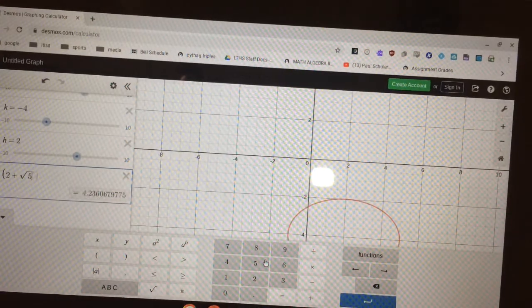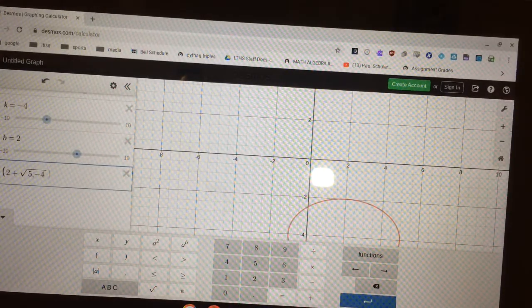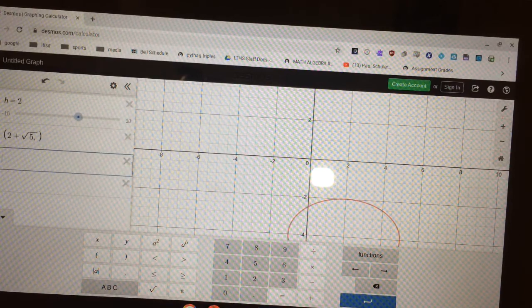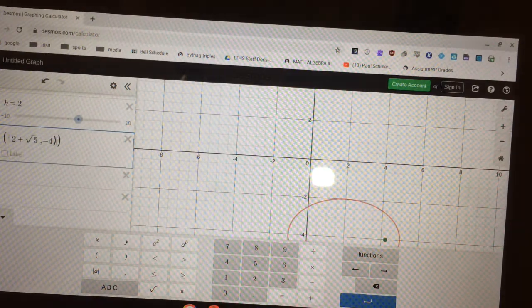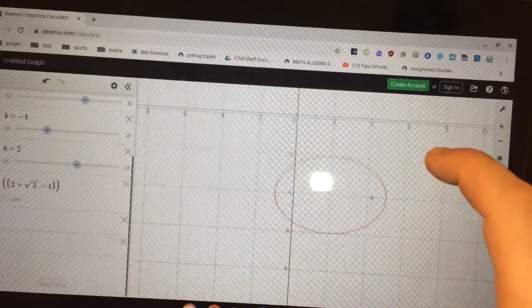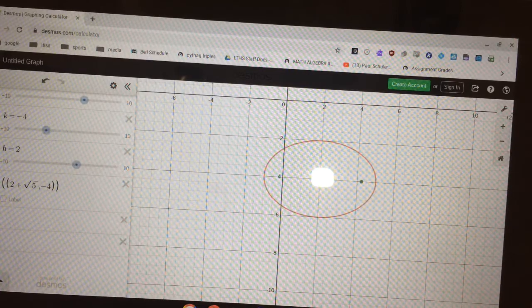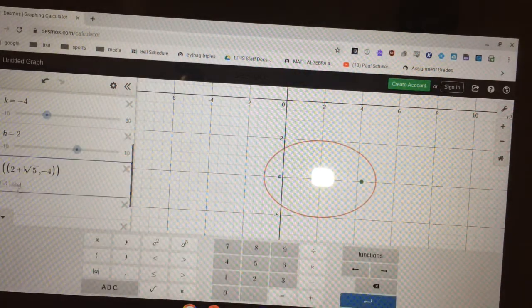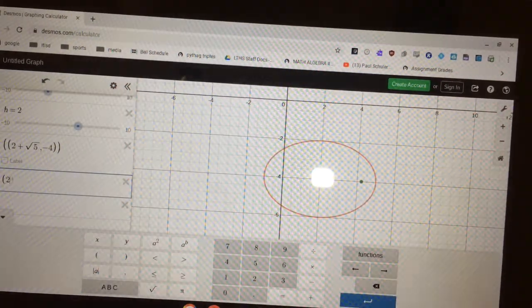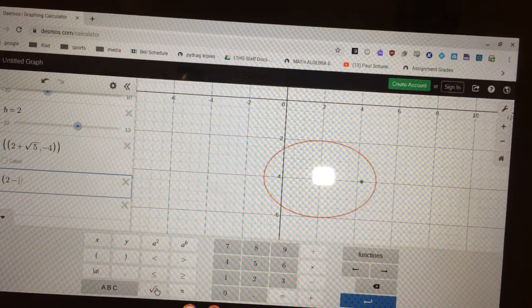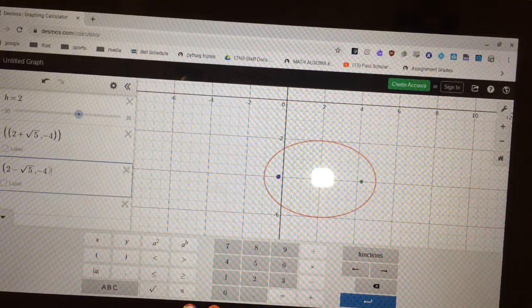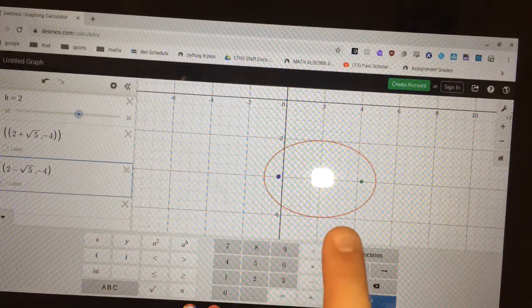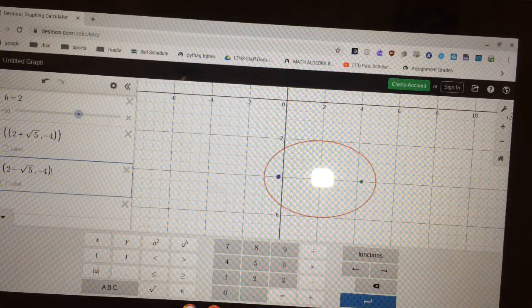2 plus root 5, negative 4. My syntax is messing up here. All right, so you can see where that point is right there. And the other focus would be 2 minus root 5, negative 4. You can see it's about right there. So that's where the foci are. Any questions so far?